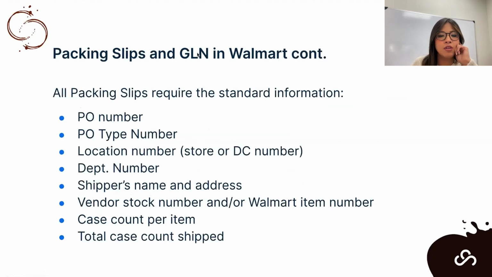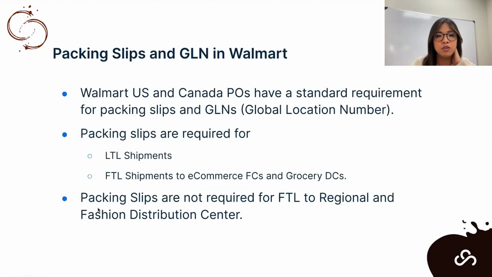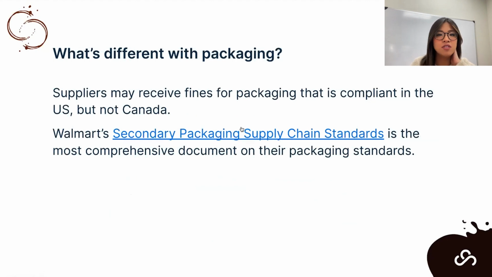So I won't go too far into the weeds for this, but just so you are aware, for their packing slips, this is the standard information that they are looking for. And this is also going to be included in the secondary packaging supply chain standards guide. So we're calling out the highlights for you here to make sure you pay attention to them. But obviously, if you are bored and would like to read a 300-page document, you can find pretty much all of the information around packaging that you need in this particular resource.